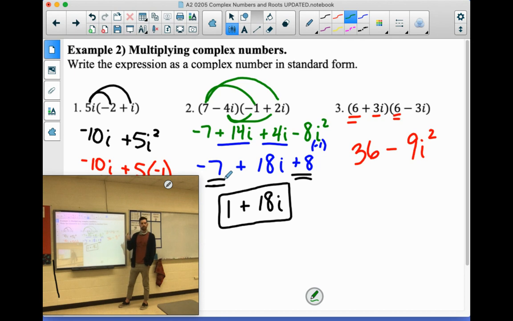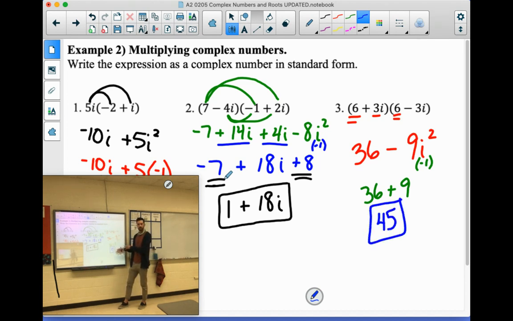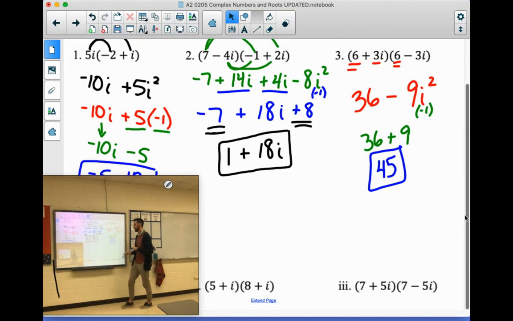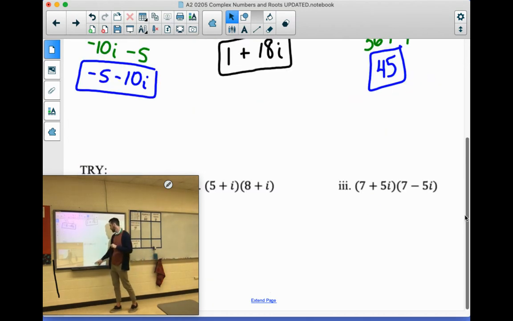And then you're like, oh, well, i squared is negative 1. So negative 9 times negative 1 would be positive 9. So we have 36 plus 9, which is 45. Holy smokes. All of that craziness came out to just a regular number. Man, that'd be crazy if we had to use that in the next example or something. Very important. So those are called conjugates, complex conjugates, when it's the same thing except one is a plus and one is a minus. But we shall get there.